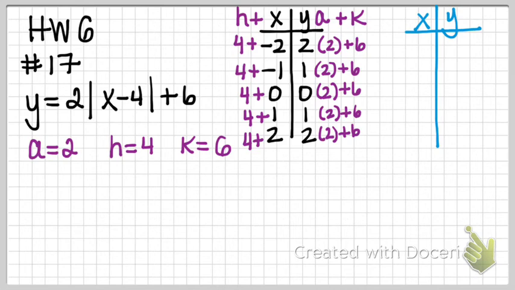So 4 plus -2 would be a positive 2. 4 plus -1 is 3. 4 plus 0 is 4. 4 plus 1 is 5. 4 plus 2 is 6. All right, now let's look at our y values. 2 times 2 plus 6 is... 1 times 2 plus 6. 0 times 2 plus 6. And then we have repeats, 8 and 10.